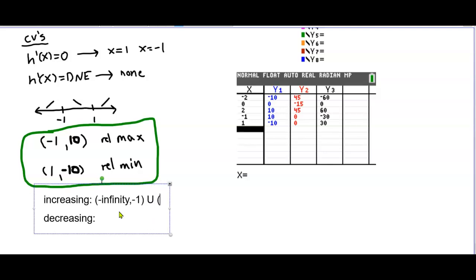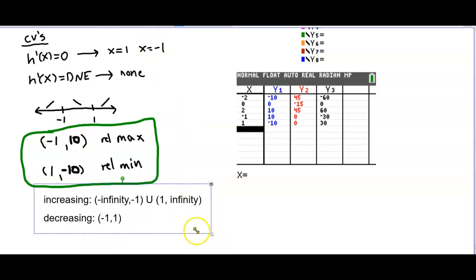And then we'll join that with the right side of +1. These are the two intervals where the function is increasing. Again, it's increasing here, and it's increasing here. This will be positive infinity. It's decreasing between -1 and 1, so I can write that up like this. It's the interval notation referring to the interval between -1 and 1.